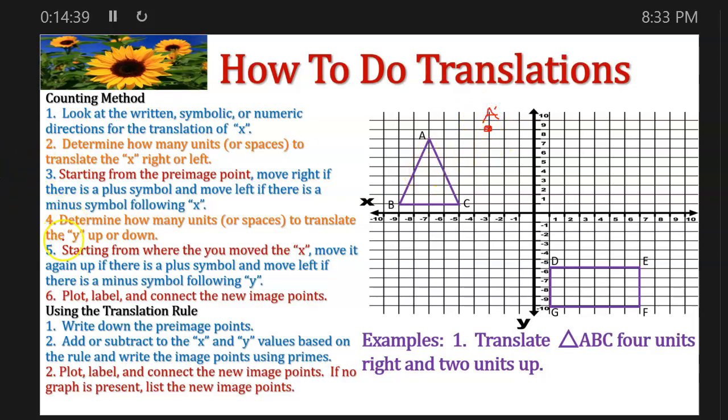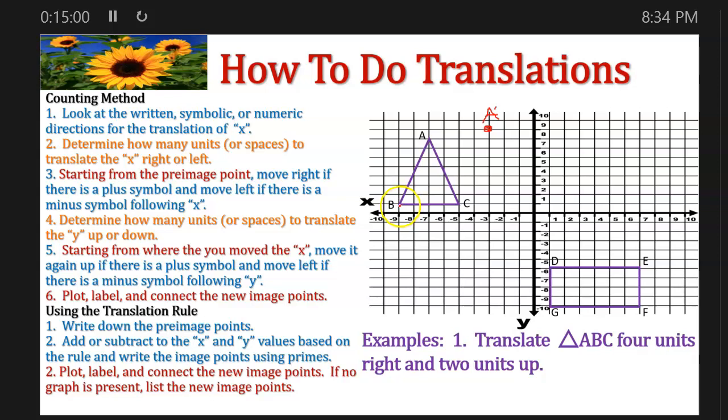Now it says to do this for every single point. So again, you're determining how many units or spaces to translate the y up or down. You're going to start where you moved the x. So we started at the A, we moved the x first, then we moved the y up, and then we made our point.